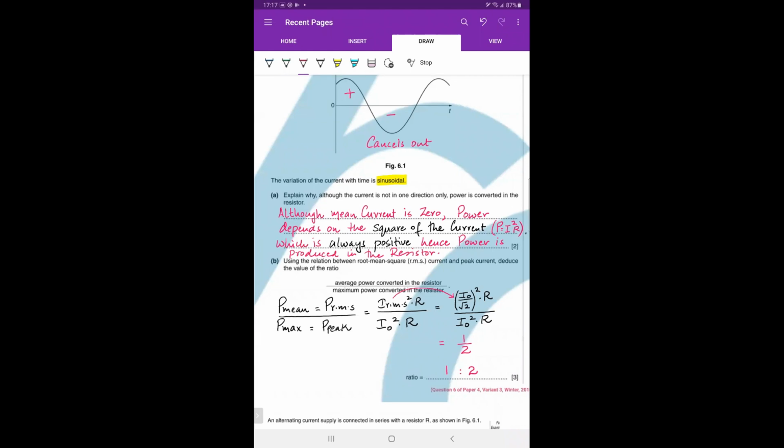ठीक है. और अगर आपको नोट्स में से याद हो ना, तो you probably remember that we did this in the last class. Sorry, that the RMS power or the mean power is always 50% of the peak power, and that is why the ratio is coming out to be 1:2.